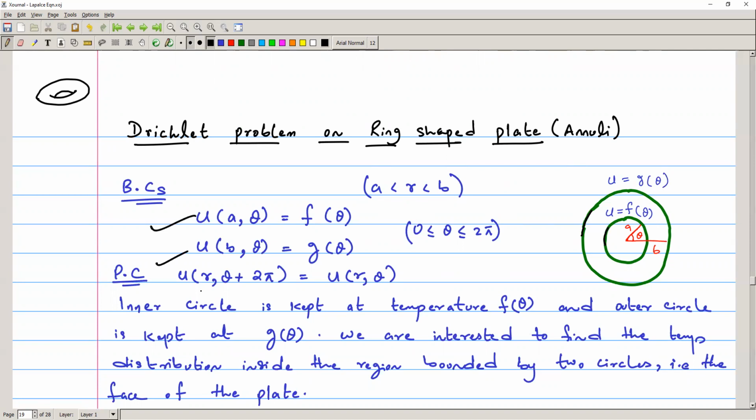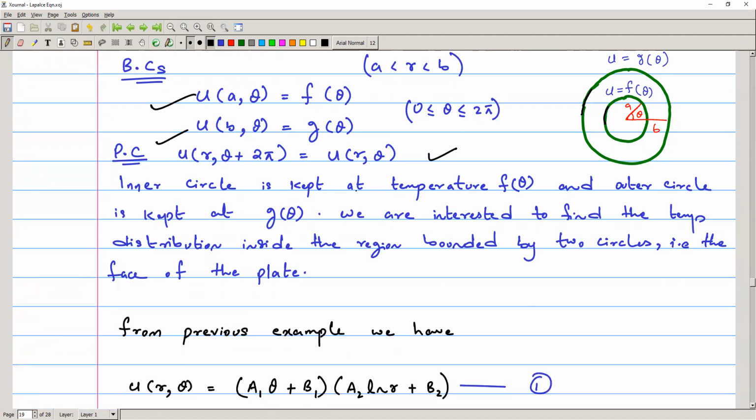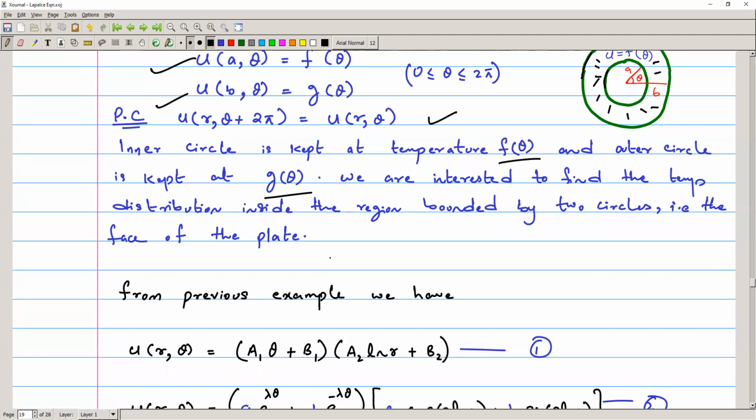Here you can see u(a, theta) and u(b, theta), right? And the third condition is the periodic condition, that is, we always know that u(r, theta plus 2 pi) is equal to u(r, theta). So in this case, the inner circle is at temperature f(theta) and the outer is at g(theta). So we are going to find the temperature distribution in this particular region, right? We already have the general solution. Now we just need to apply these boundary conditions and periodic conditions.